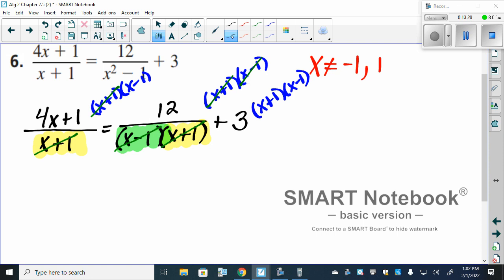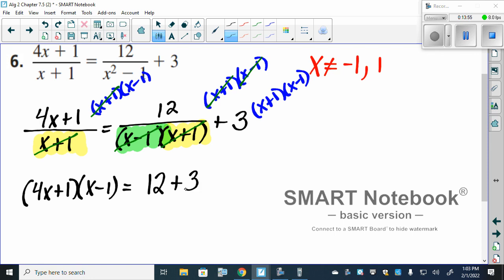Now we need to see what we have left. In the first spot, we will have our 4x plus 1 times our x minus 1 is equal to 12. Because what we multiplied by, the x plus 1 and x minus 1, simplified out completely with its denominator, leaving us with just 12.